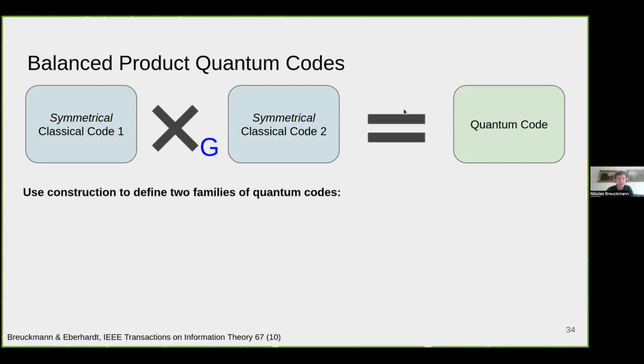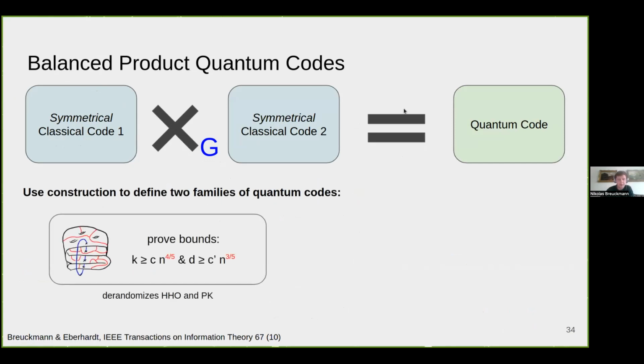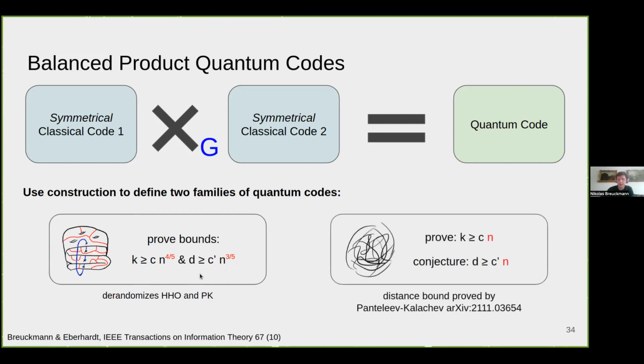We use this construction to define two families of quantum codes. First, one which de-randomizes these earlier constructions, where we obtain number of encoded qubits scaling as n to the 4/5 and distance scaling as n to the 3/5. So we slightly improve on this result by Hastings, Haah and O'Donnell. And we give another construction where we prove that this has linear encoding rate, and where we conjectured that the distance is also linear. So this would be the optimal parameter scaling that you can have. And this distance bound was proved by Panteleev and Kalachev recently.